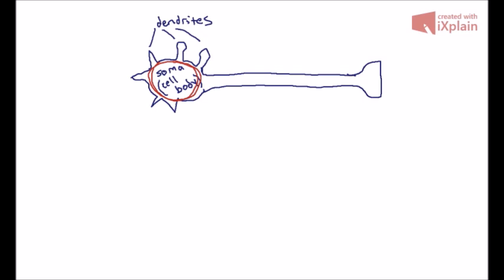And then here's the axon, and that's where the action potential travels down the axon. And then down here at the bottom where this fans out, this is called the end bulb. That's the end bulb, this whole thing. The end bulb of the neuron.